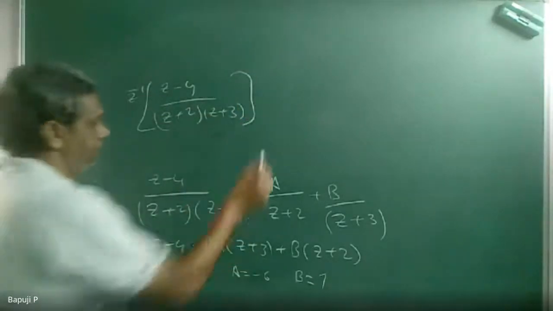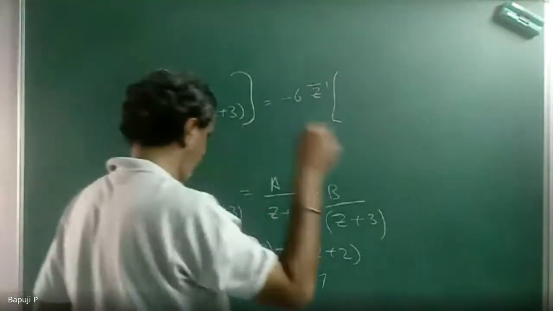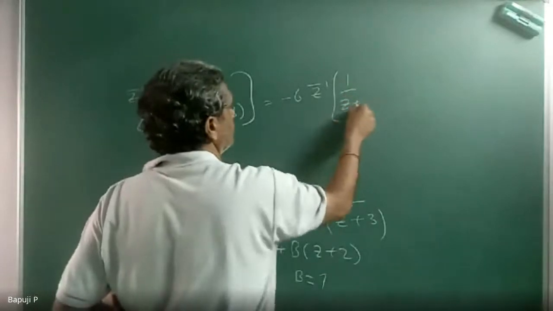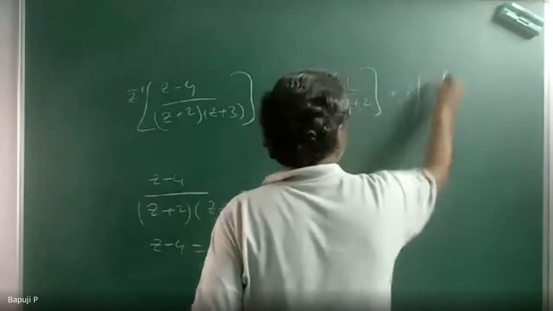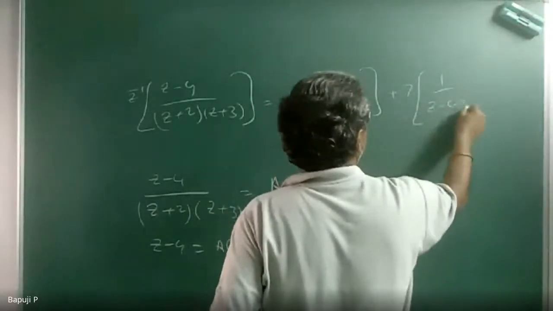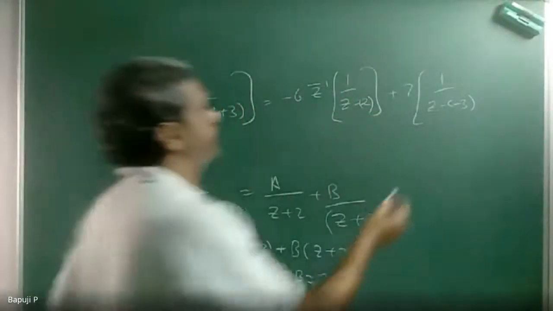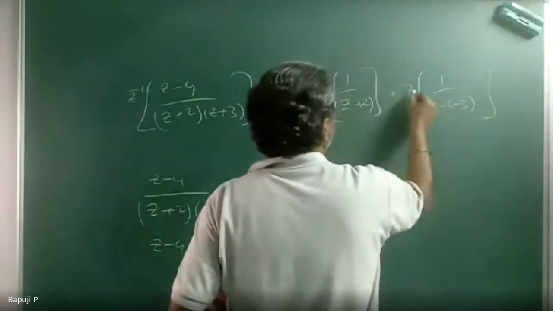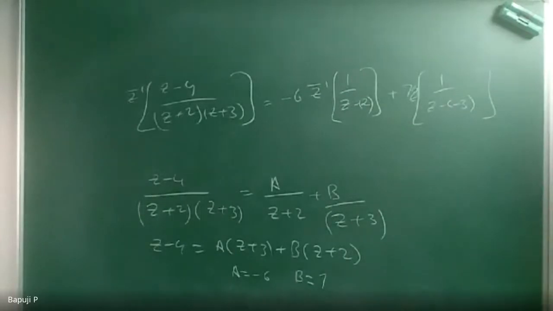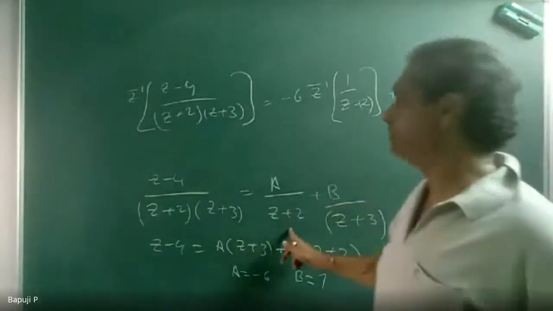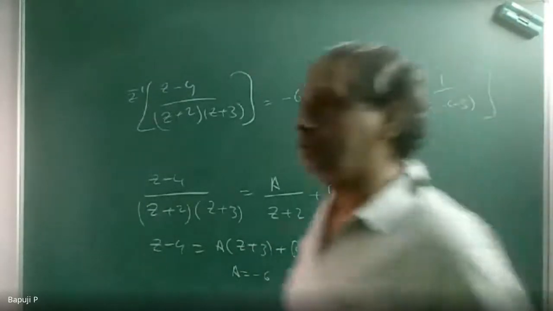Who is my A? Minus 6 into Z inverse. This if you want, you can write as minus of 3, this as minus of minus 2. Now I told you, A and B are only constants. Looking at the question itself, you can tell. 1 by z plus 2, what is the answer? If you tell, your job is over. 1 by z plus 3, what is the answer? If you tell, your job is over. So that's very, very important.